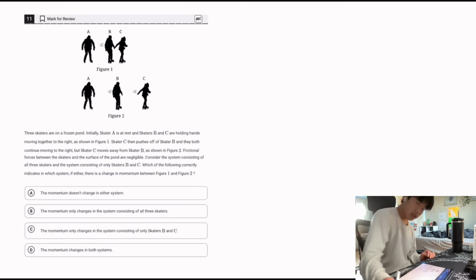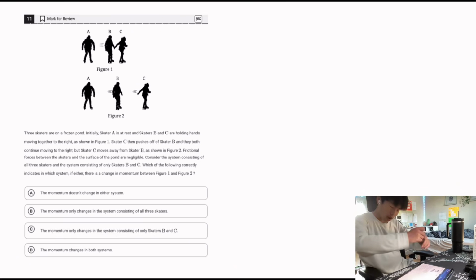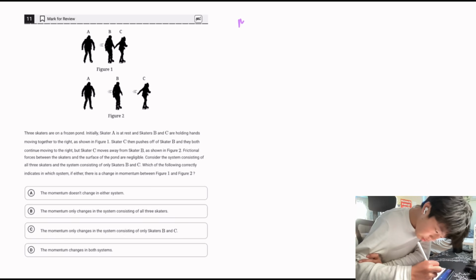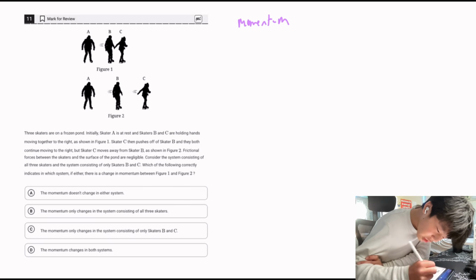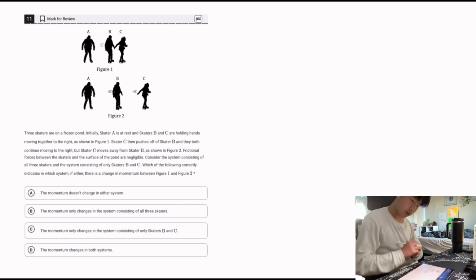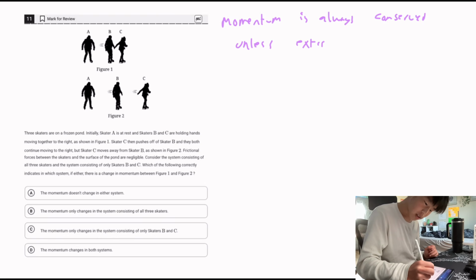Okay, all right. So this next question confused me a little bit. But basically, it's asking about when you push off another person, like on ice, will there be a change in momentum? So here's what we need to know. Momentum is always conserved, no matter. Actually, yeah. For this next question, it's asking about when you push off an ice skater, is there going to be a change in momentum? Remember, momentum is always conserved unless an external force acts upon it.